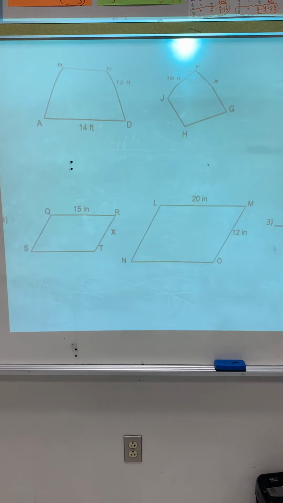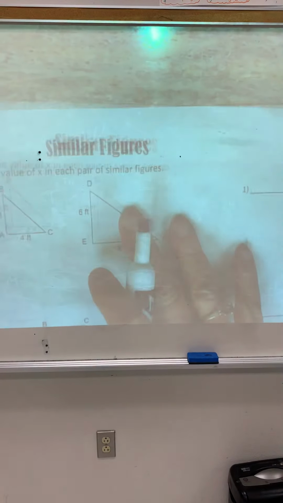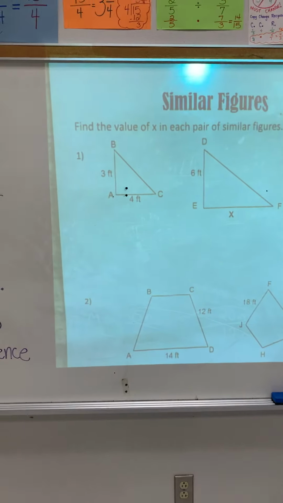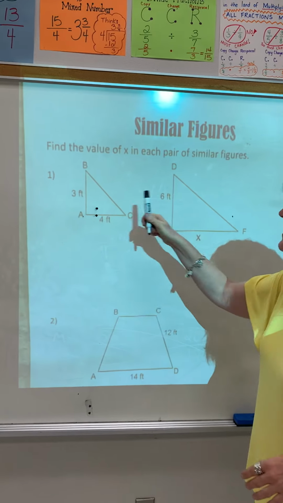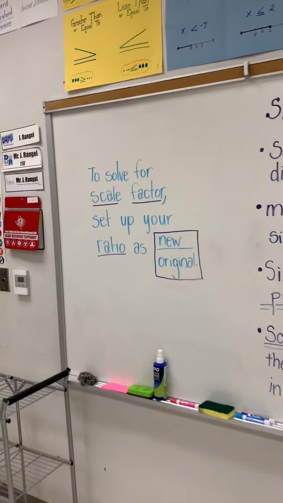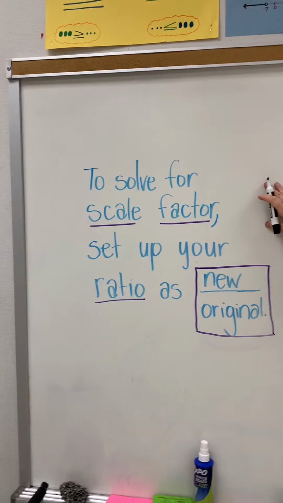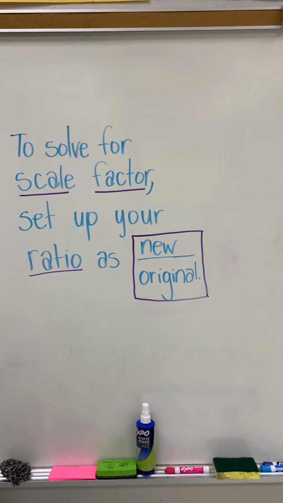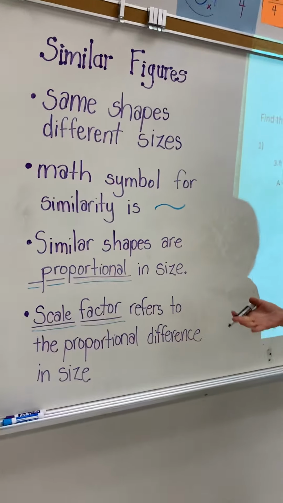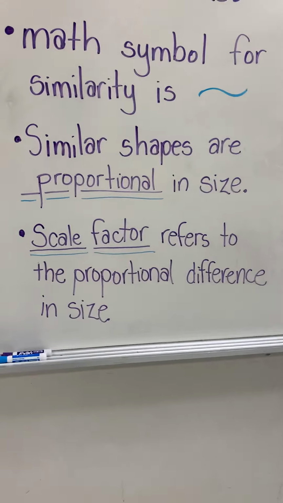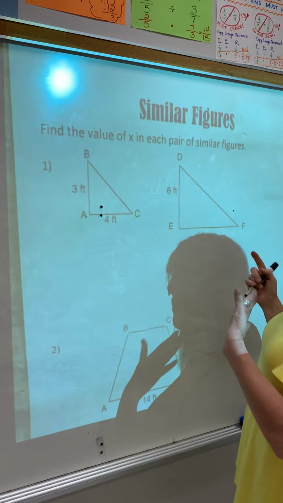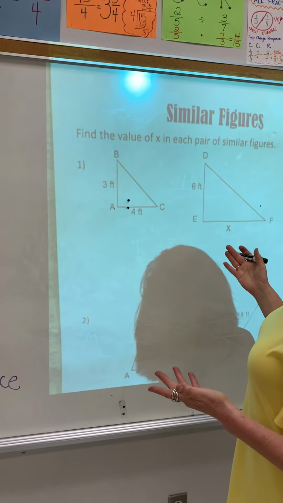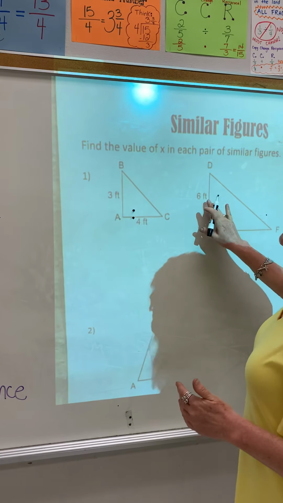And on the example for this one, this is the one we did, and we're going to work with the two given sides. I'm going to have you look over here where it says to solve for scale factor, you're going to set up your ratio as new over original. What scale factor refers to, again, it's the proportional difference in size. We just did 3 examples where we solved for a missing length. We were trying to solve for how long is a specific side. But with scale factor, we're going to look at this as though we already know. We're not solving for a side this time.